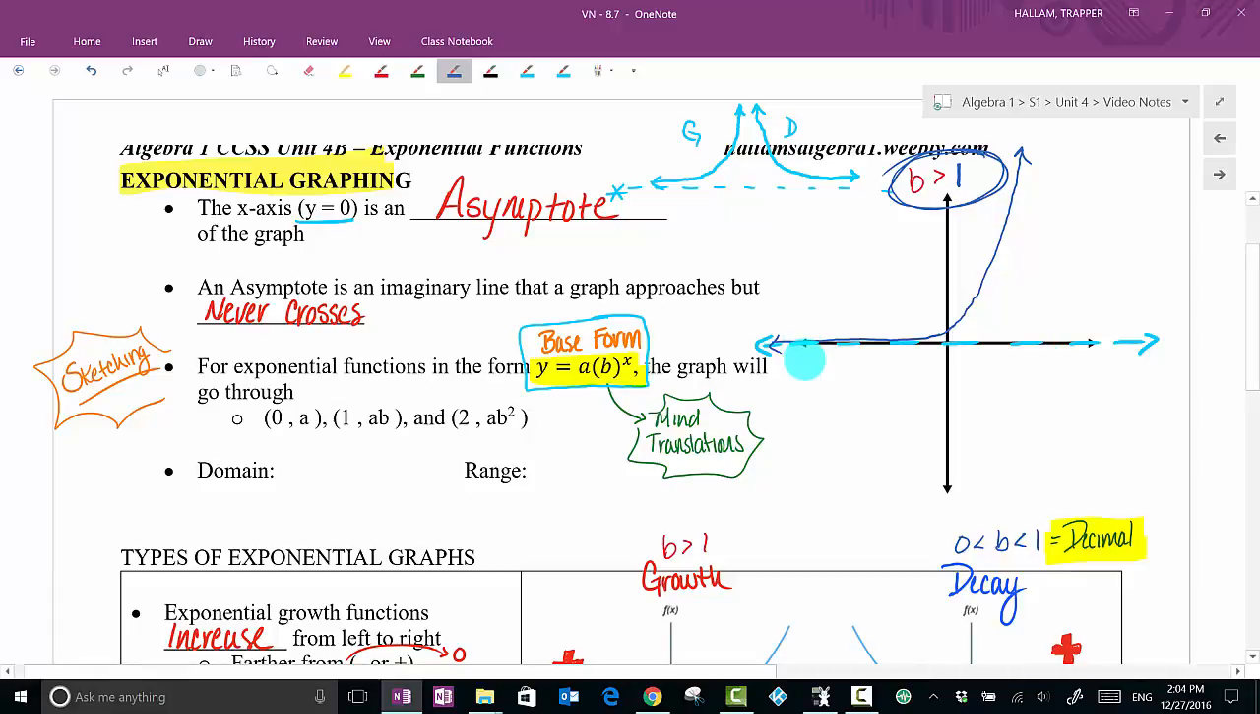So it's always a good place to start when you're graphing to mark that asymptote down, and then you know where the boundary is. Again, in this particular form here.